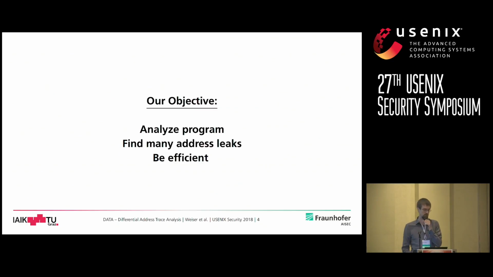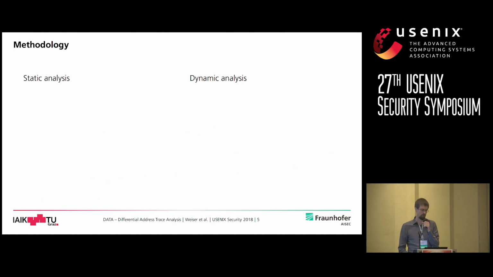So what did we do? First, our objective is to analyze a program and find as many address leaks as possible with constrained resources and limited developer effort. So we want to be efficient. So how do we achieve this? First, we have to decide between two methods for finding address leaks, namely static and dynamic analysis. This is only a very coarse-grained overview here. There are certainly methods in between also.